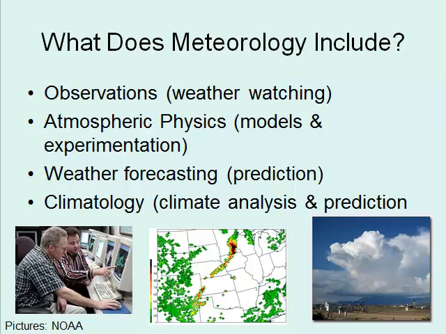This is where scientists take that data that's been collected and use it in different models and experiments to be able to predict what's going to happen in the future as far as weather forecasting goes, and it's the next category. So it's taking those models and experiments and actually trying to use them to predict how the weather might change over time. And then the study of climatology, which is analyzing the climate over time and maybe trying to predict what might happen in the future.